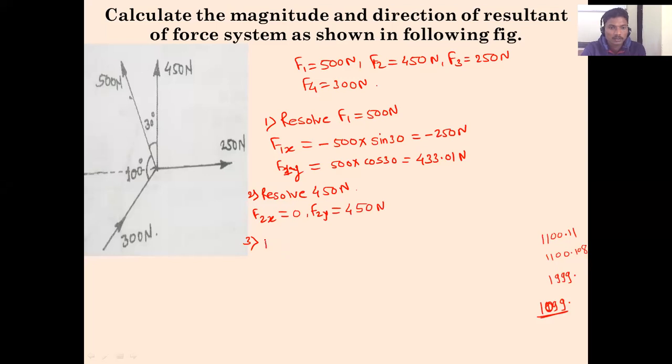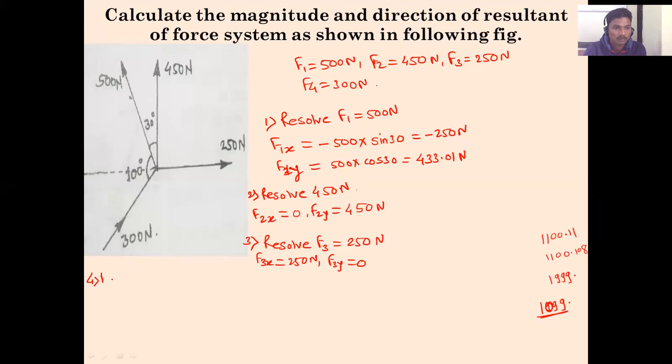Third. Which is the third force? F3 is equal to 250. How is this force? Describe this force. Due east, or horizontal towards the right-hand side. In this way also you can say. So what will be its X component and Y component? X component 250 Newton and Y component 0. Very good.